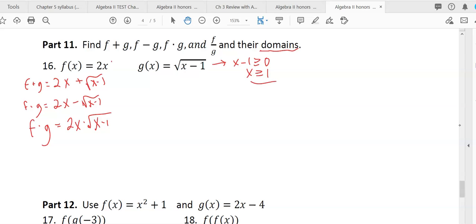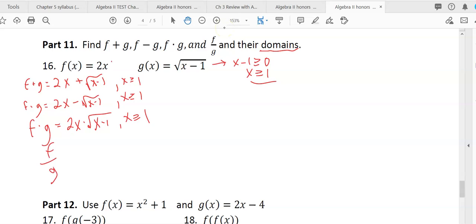So the domain on all three of those would be x greater than or equal to 1. Those are kind of easy domains to get there. f divided by g, we might have to think about one more value that's been excluded here because it has a denominator, so it's adding a new kind of feature to this.